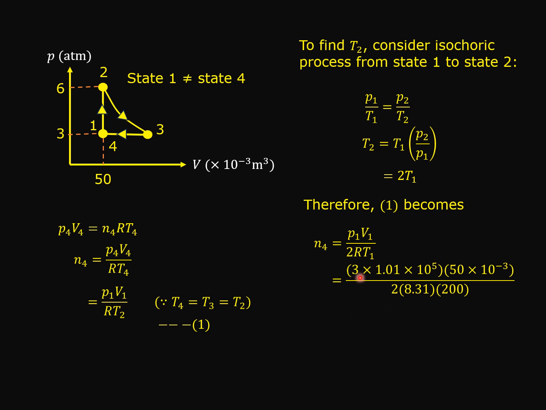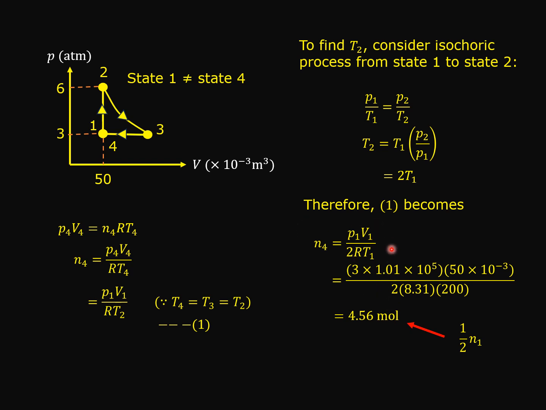Now we start to substitute the values. For P1, it is 3 atm, so please remember to change it into pascals by multiplying by 1.01 times 10 to the power of 5 pascals. V1 is 50 times 10 to the power of negative 3 cubic meters. R is the gas constant 8.31, and T1, which is given in the question, is equal to 200 K. Finally, we obtain N4 equal to 4.56 moles.